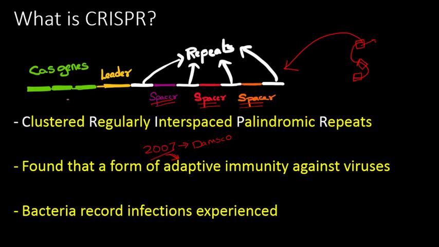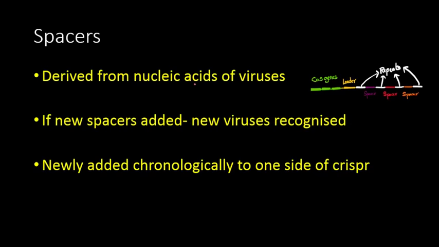That is, the bacterial genome will have these repeats, and in between the repeats are spaces that are thought to be viral, or that were proposed to be viral genomes. So that means it is a chronological order of the infections that this bacteria might have experienced in its lifetime. Now coming to spaces. Spaces are nucleic acids of viruses that infect the bacteria.